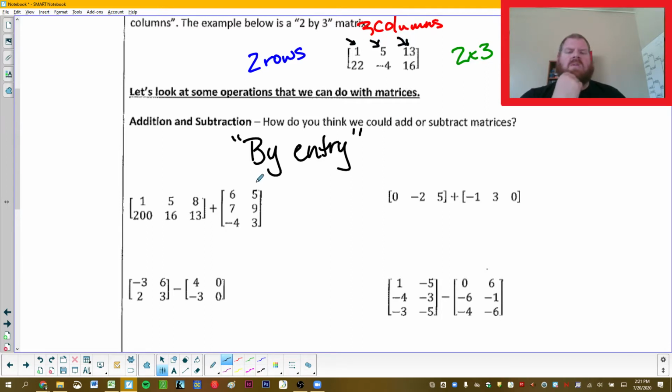So the question is, like this first one, can I do it? Can I add these together? Well, you might think 1 plus 6 and then 5 plus 5, but then what does 8 get added to? Or what adds to this 4 or this 3? And in fact, there is nothing. So because the dimensions don't match up, this sum does not exist. We would call this one undefined.